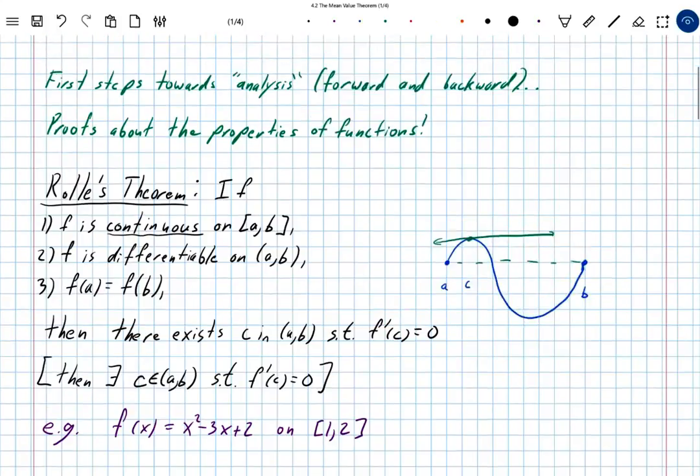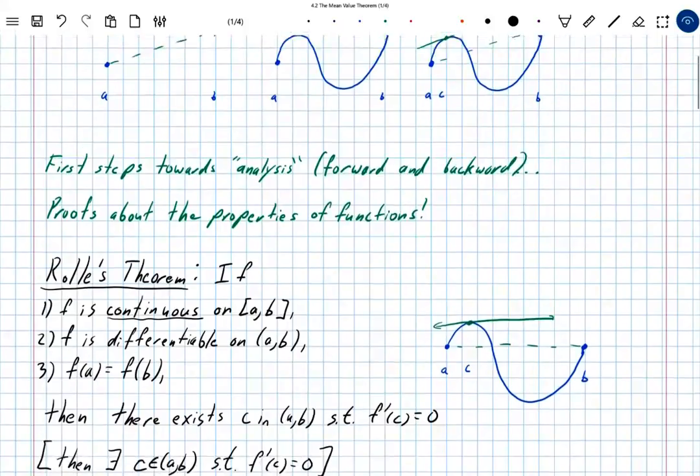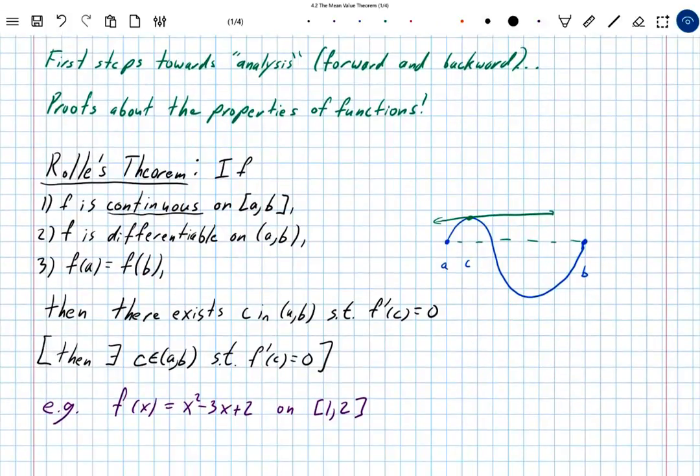In other words, it's the same picture as above, where we're going at an angle, but if the endpoints agree, then the average rate of change is just 0. That secant line is horizontal. And so the result in this case is that there should exist some c on that open interval, some x value c, such that the derivative is 0. That's Rolle's theorem.